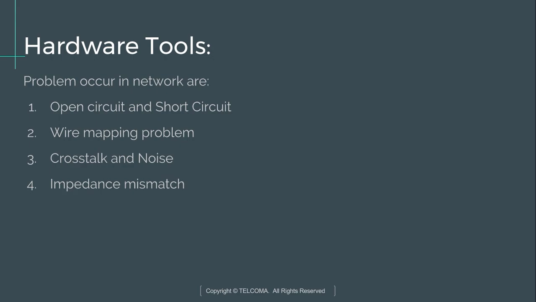The next is the wire mapping problem. In this, the wire doesn't connect to the proper location on a jack or on a plug. Crosstalk and noise are interference which occurs from different cable connections or from outside external sources, and impedance mismatch occurs due to the form of echoes. So these are the problems which occur in our network.